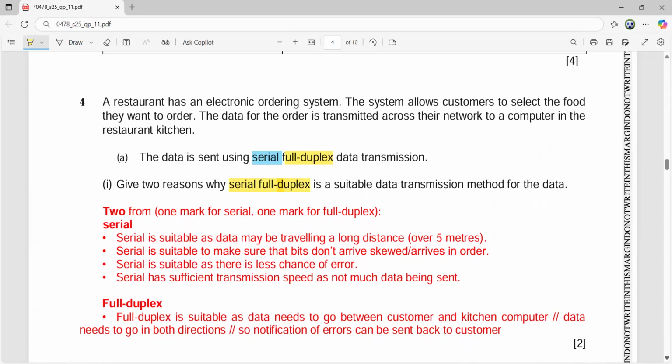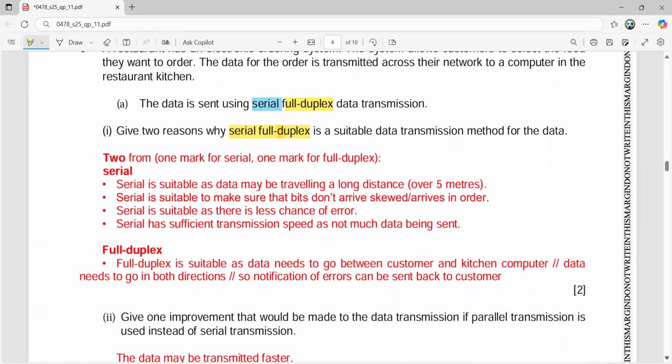computer, or data needs to go in both directions, or so the notification of errors can be sent back to the customer. Now you need to see full duplex means both ways and simultaneous. And first of all, you need to analyze why, and for that, you need to recall your learning. Full duplex is both ways and simultaneous. So this is going to be the best answer to write in this question. I hope that is very clear, very simple to comprehend, and we are done with our work.